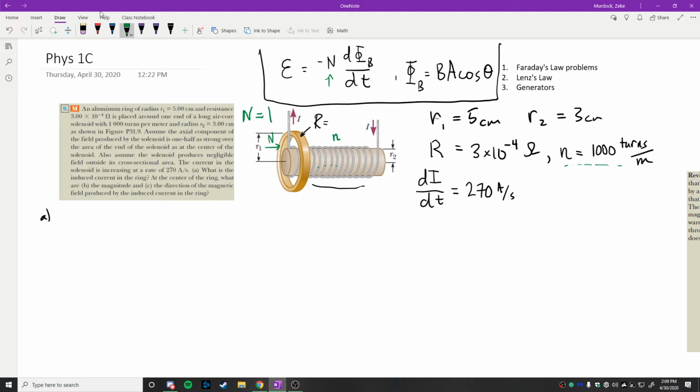What else could we use it for? Do you guys remember any equations where that shows up?